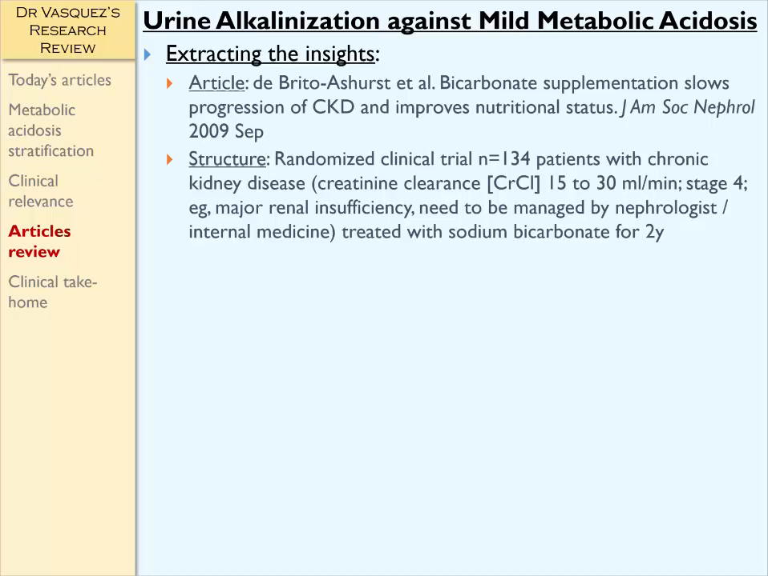So this is pretty major kidney disease at this level. This is stage 4 kidney disease. These patients need to be managed by a nephrologist or internal medicine specialist. And in this study, they were treated with sodium bicarbonate for a period of 2 years.